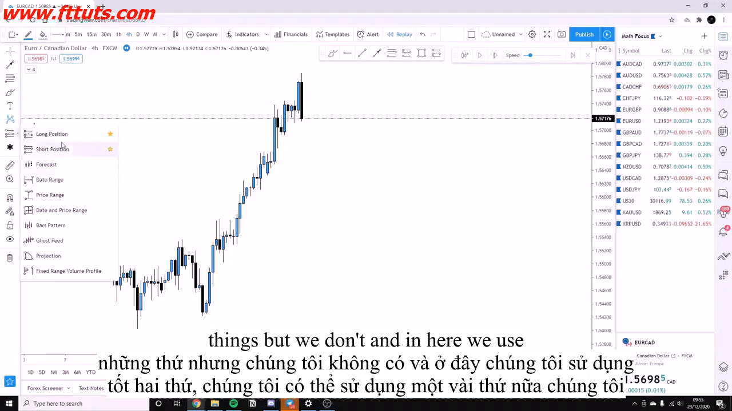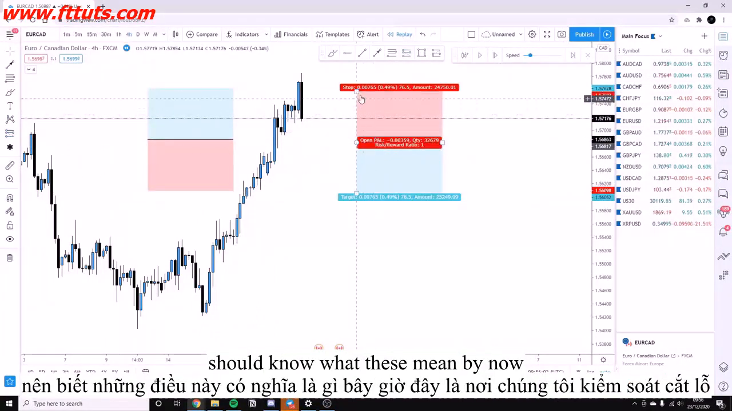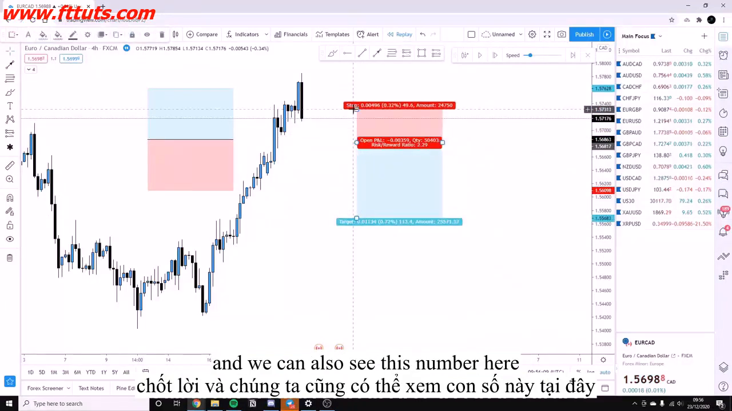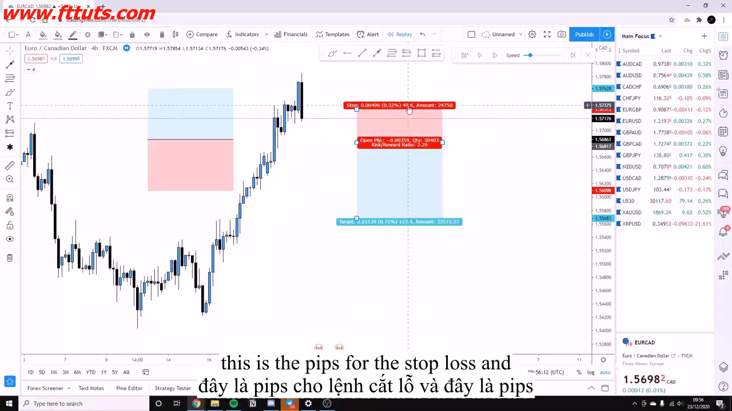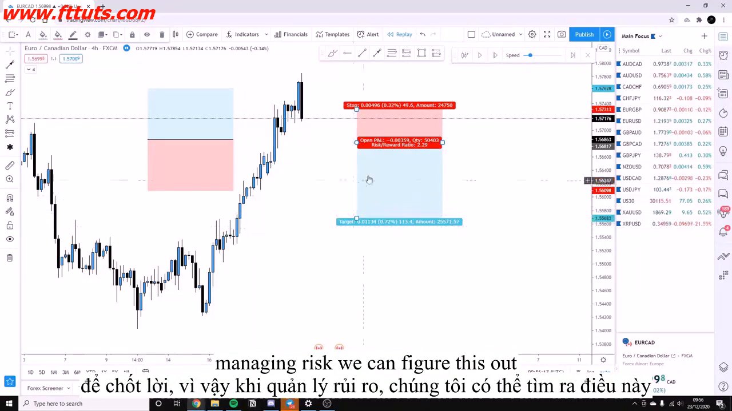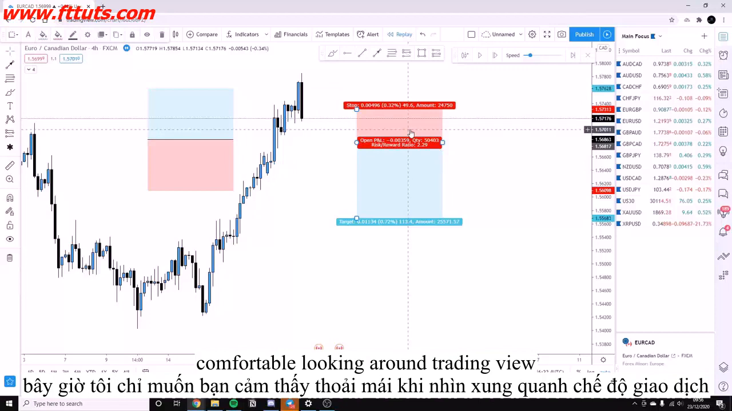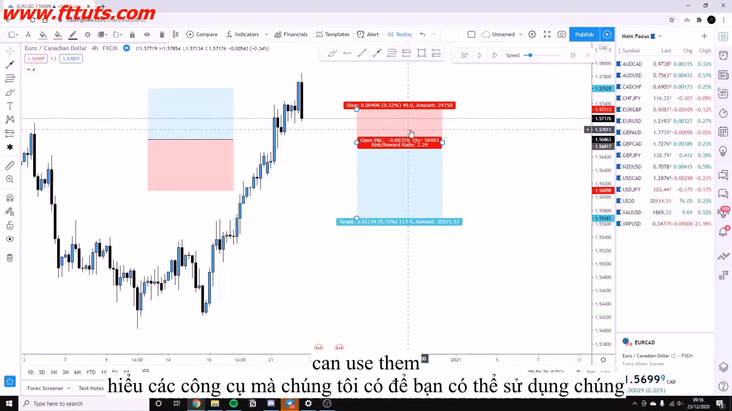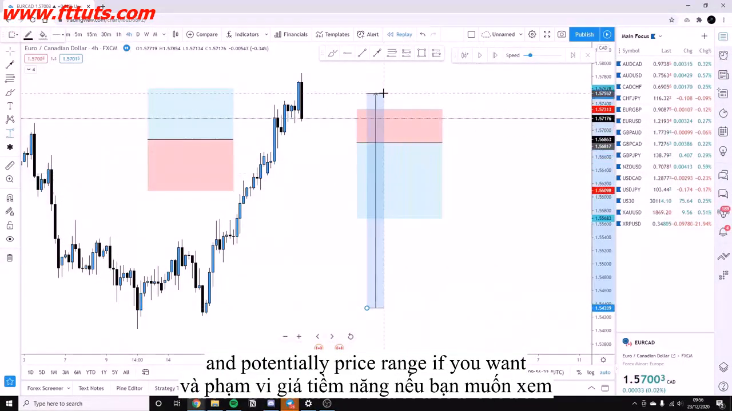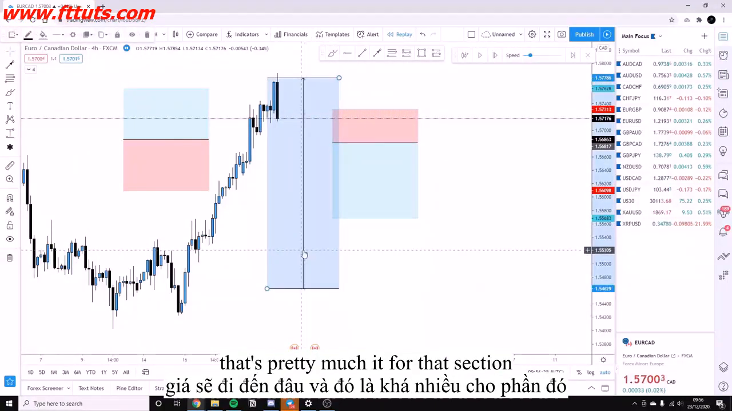And in here we use 2 things. Well, we can use a few more. We have the long position and the short position. You should know what these mean by now. Here's where we control the stop loss, take profit, and we can also see this number here. This is the pips for the stop loss, and this is the pips for the take profit. So again, when we're managing risk, we can figure this out, and your risk reward ratio, which we'll go into in the future. For now, I just want you to get comfortable looking around TradingView, understand the tools that we have so you can use them after you've learned a strategy. And potentially price range if you want to see where price is going to go. And that's pretty much it for that section.